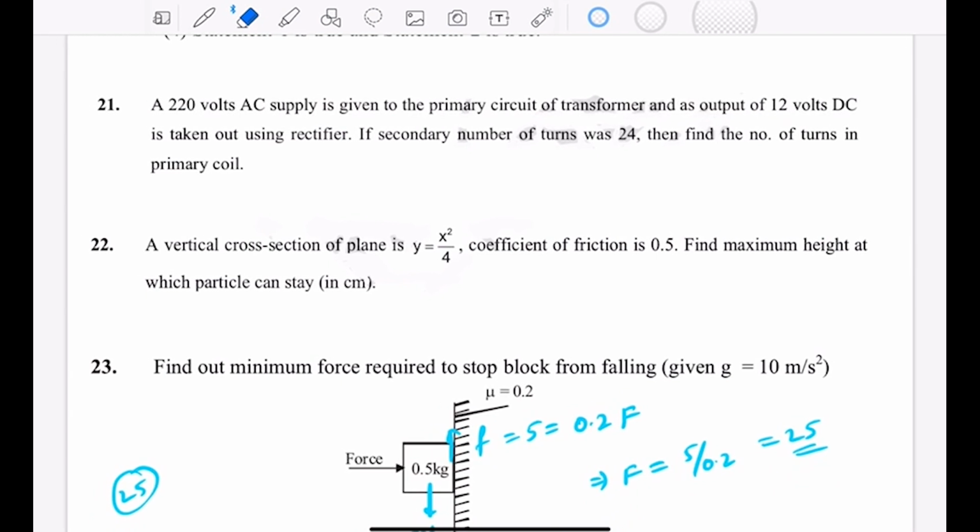Coefficient of friction is 0.5. So the maximum angle it can go is tan theta equals 0.5. Tan theta means dy by dx. If we differentiate it, dy by dx equals tan theta, that is equal to 2x. So x by 2 is equal to 0.5. From here you will get x equals 1. Substitute x equals 1, y equals 1 by 4 in centimeter.